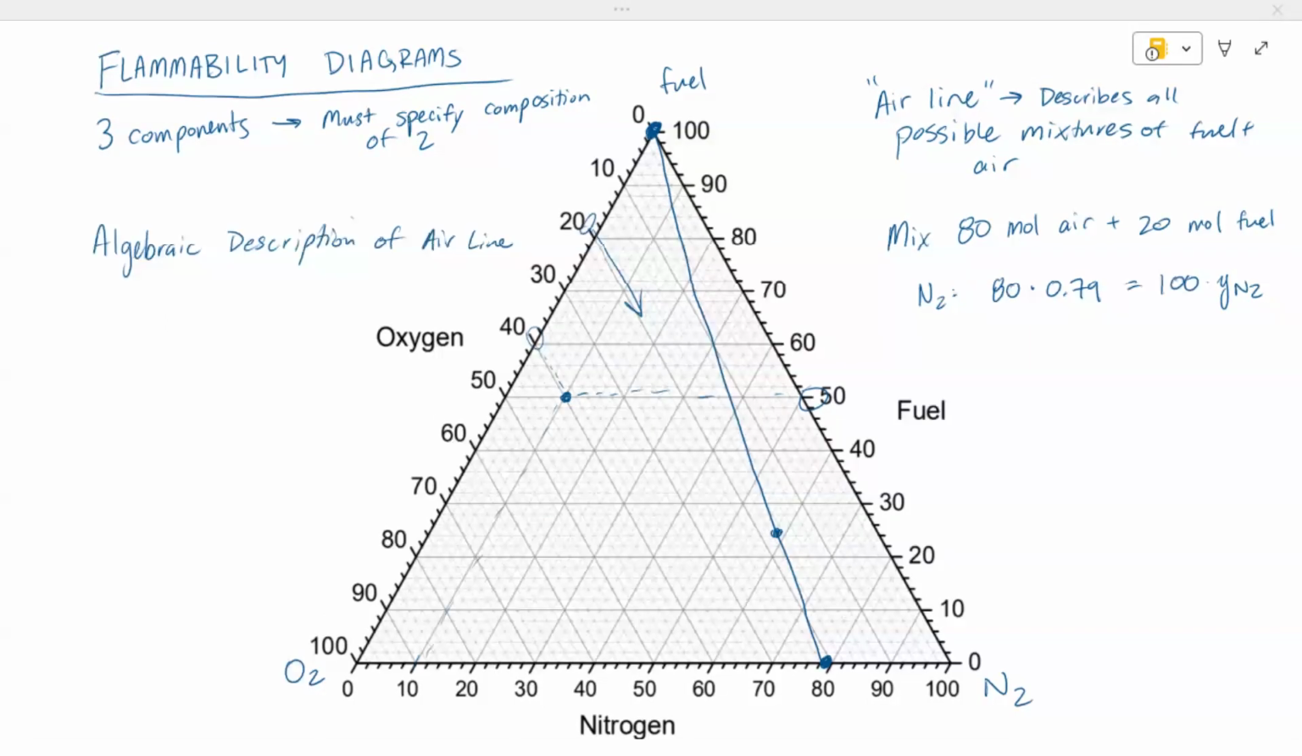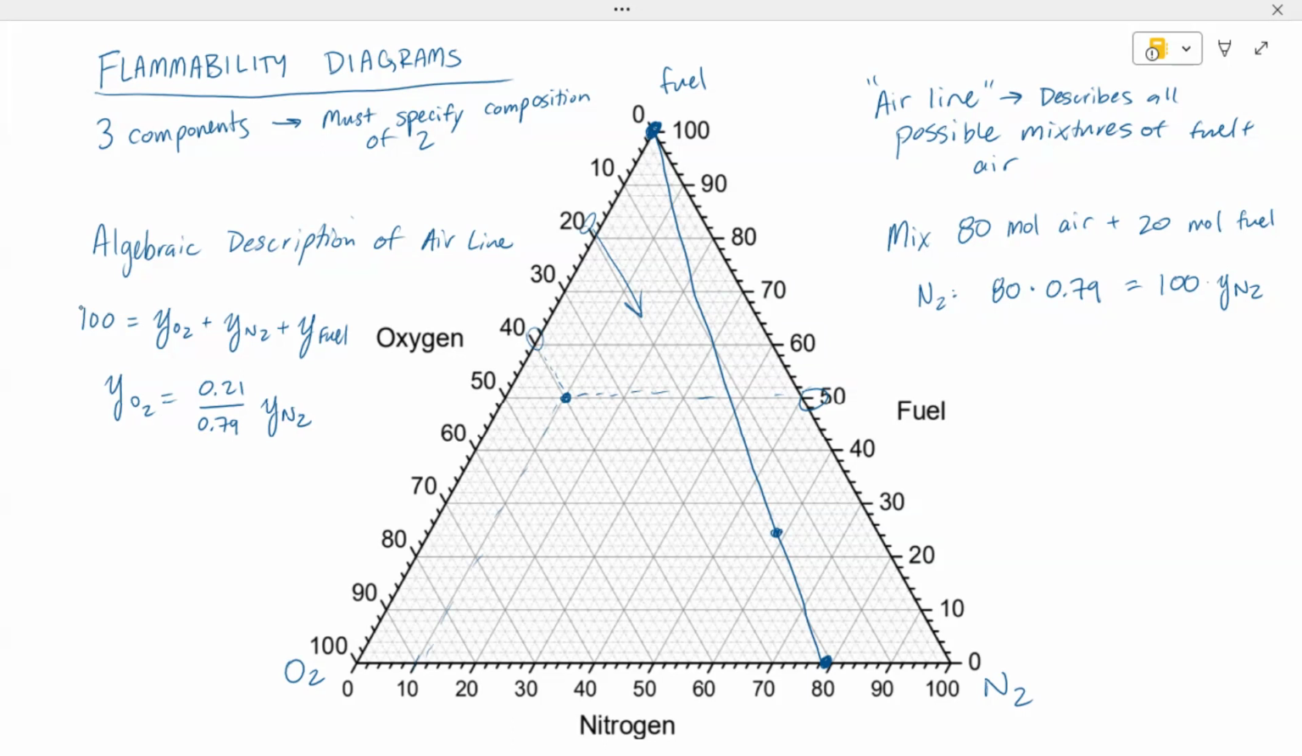So here's a more general way to algebraically describe what the air line is. We'll start by saying, as must be true, that the compositions of the three components have to add up to 100. So if I take the composition of oxygen plus the composition of nitrogen plus the composition of fuel, those must add up to 100. We'll work in percentages because, again, that's what the book does. I have another constraint here that YO2 is going to be 0.21 over 0.79 times YN2. That is what regular air is going to be.